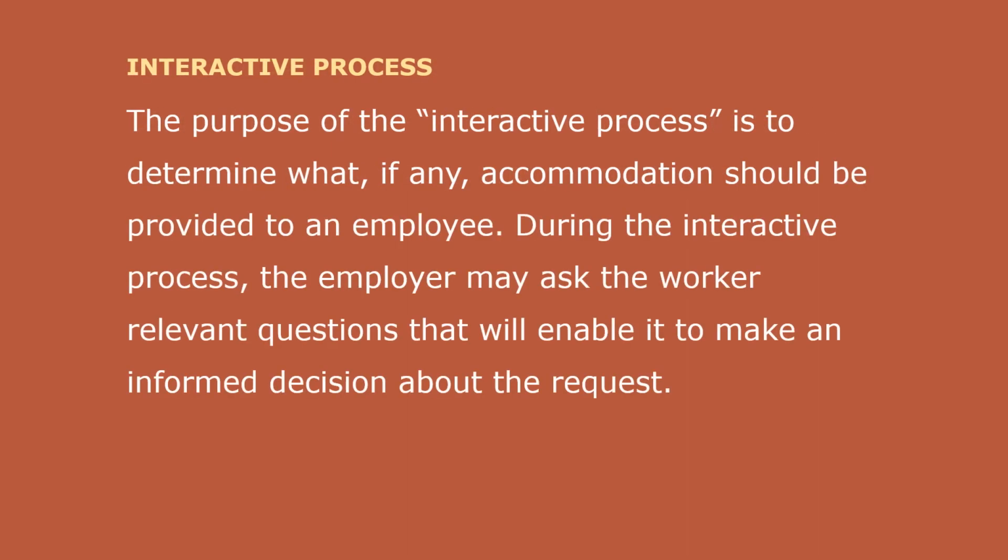The purpose of this interactive process is to determine what, if any, accommodation should be provided to an employee. During the interactive process, the employer may ask the worker relevant questions that will enable it to make an informed decision about the request. This includes asking for information about the desired accommodation, the nature of the problem prompting the request, and how the employee believes a disability has occasioned the need for an accommodation. Although the individual with a disability is not required to identify the exact accommodation necessary, they need to be able to describe the work-related problem that he or she is having and why he or she believes it's related to a disability.